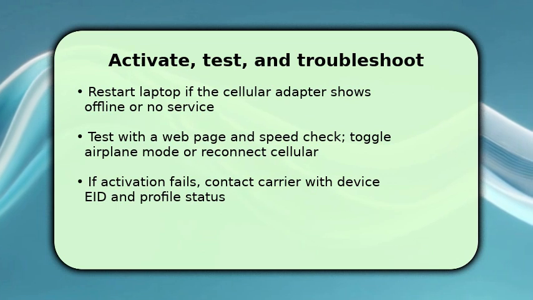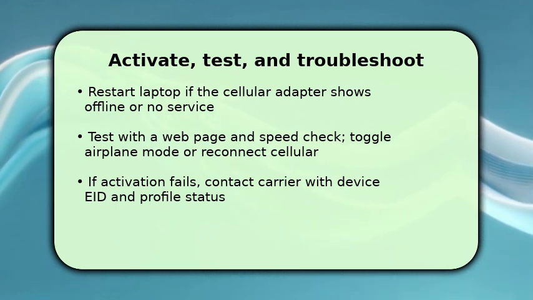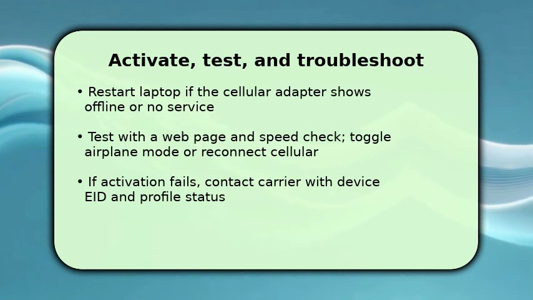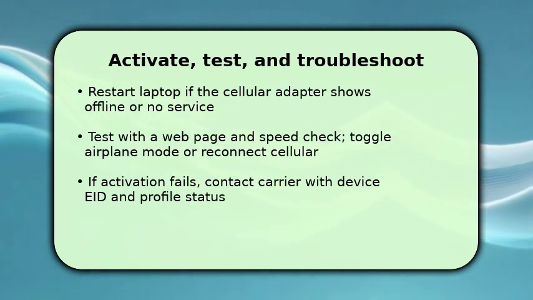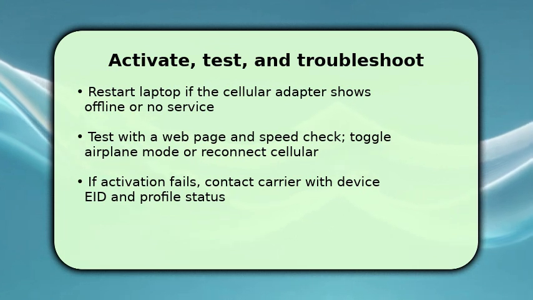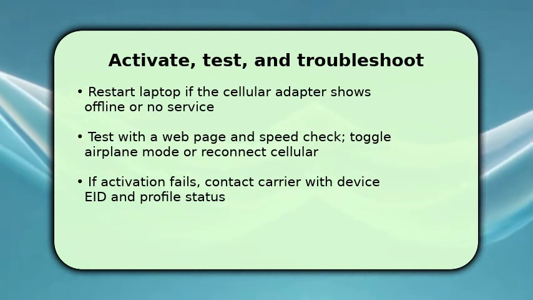If the profile shows installed but no service, verify APN and ensure the carrier account is provisioned for eSIM. As a troubleshooting tip, call your carrier with the device EID and profile status. They can push activation or reissue the profile if needed.